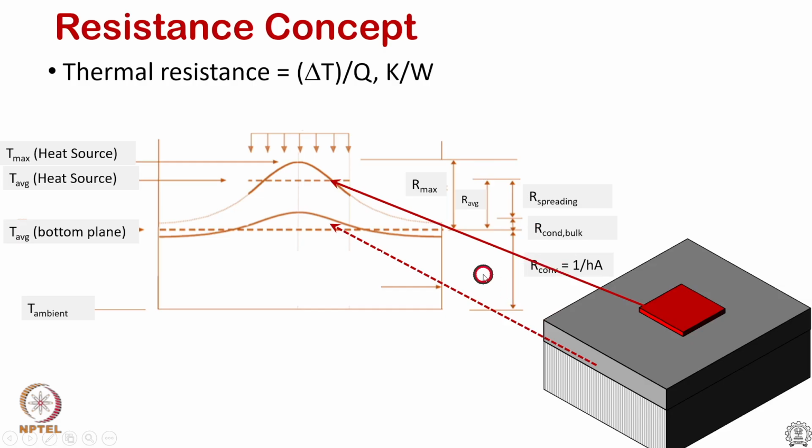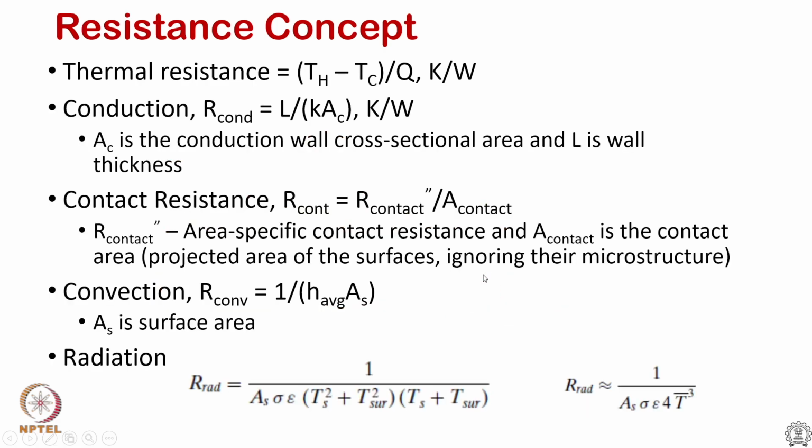So, we will look into some aspects of these, and this is the last part, where the resistance is again defined as some hot temperature minus cold temperature divided by Q, and if using average wall temperatures, then we can define L over kA. L is the thickness of the wall, k is the thermal conductivity of the wall material, A is the cross sectional conduction wall area.